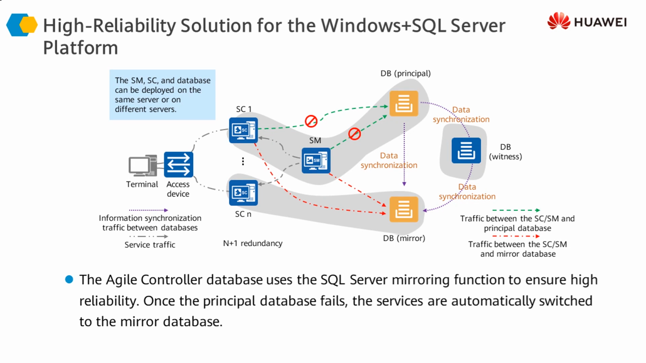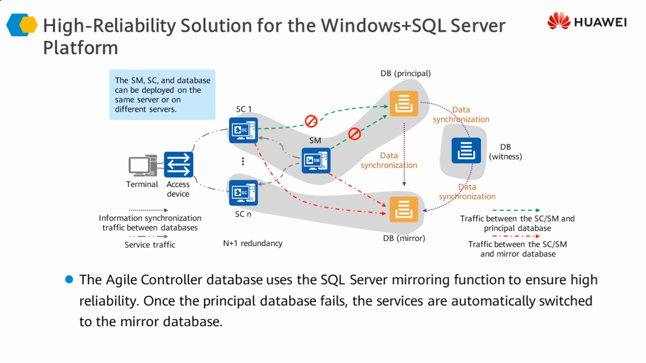How do these two scenarios work? First, let's take a look at the Windows plus SQL Server platform scenario where we do not have service manager high availability, we only have the database high availability. In this case, we are going to have a principal DB, a mirror DB, and a witness DB. These three database servers are going to be required for providing DB redundancy.